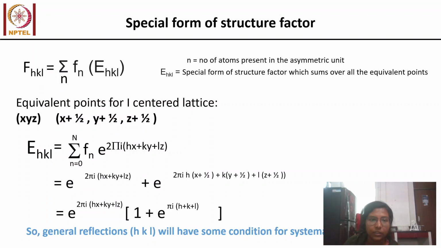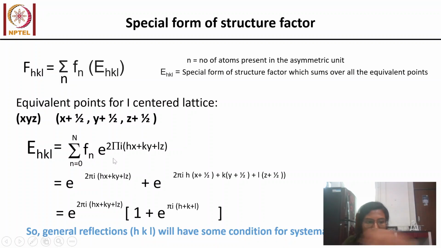This is simply what to do for a body centered lattice. This was also, I think, one of the assignments given by the professor during his teaching. If we have a body centered lattice, the equivalent points are very simple: x, y, z, and x plus half, y plus half, z plus half. Again, we have to sum over all the equivalent points.